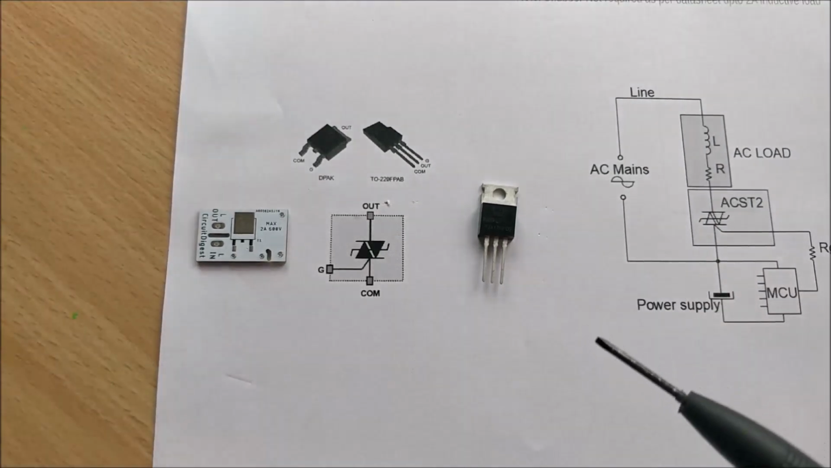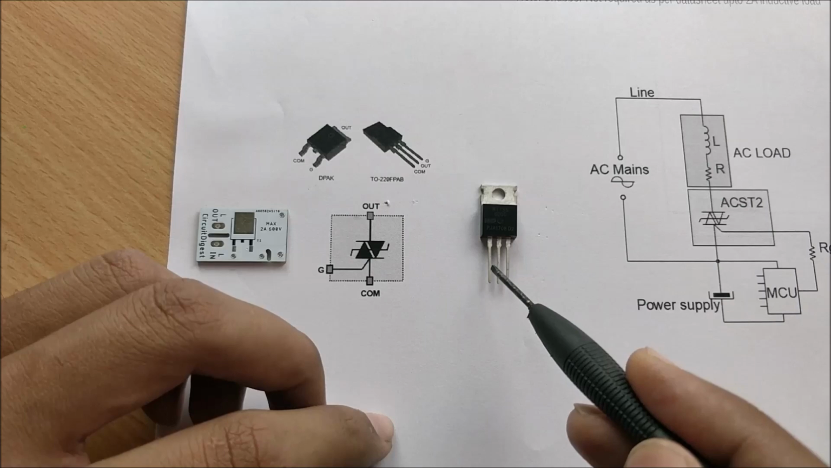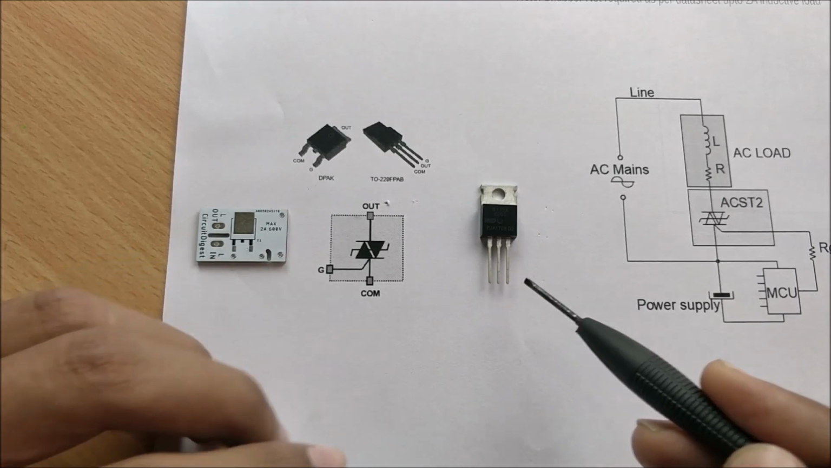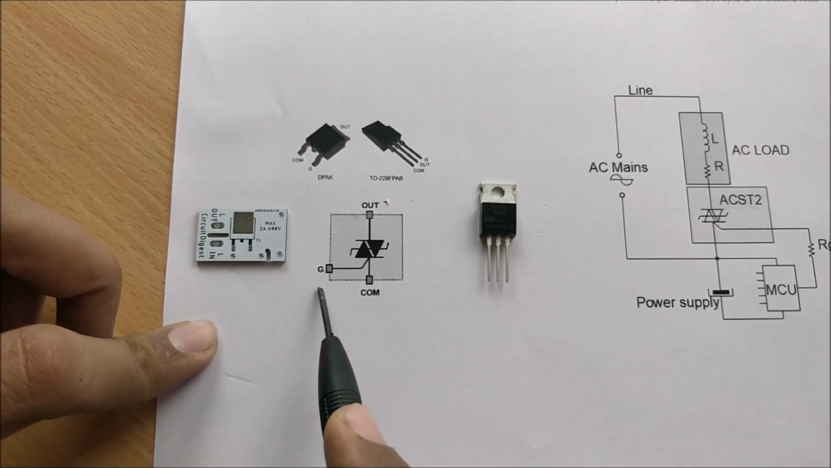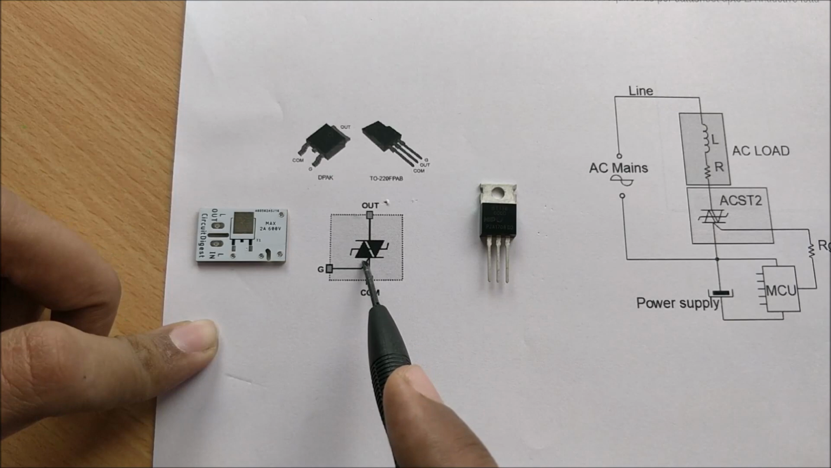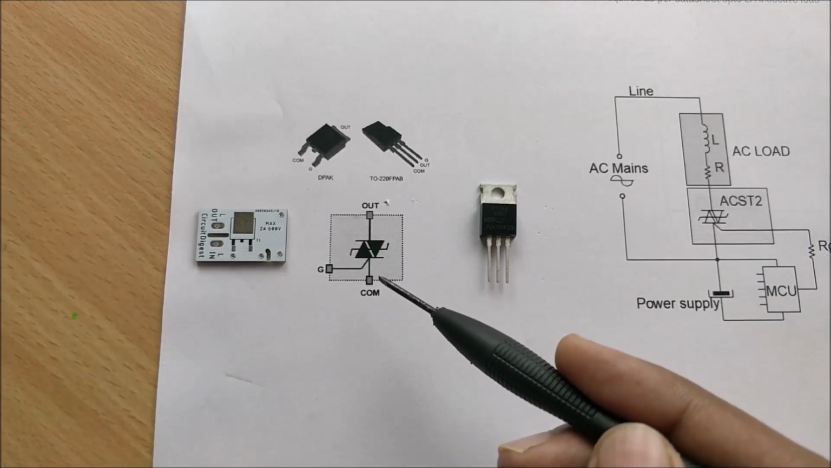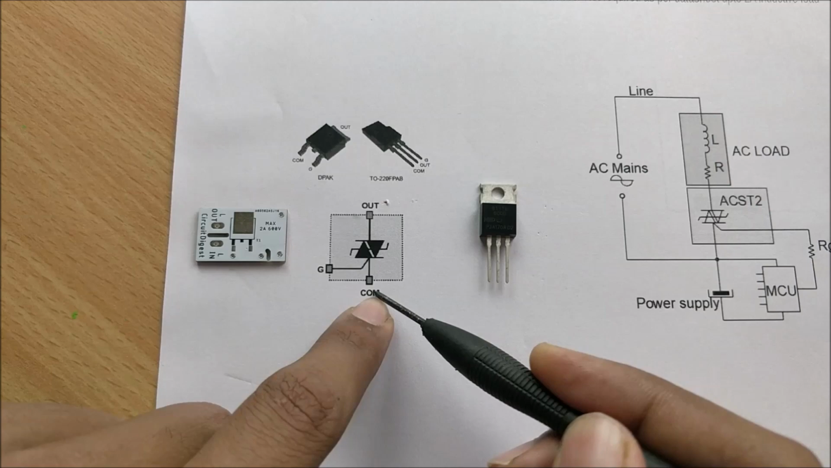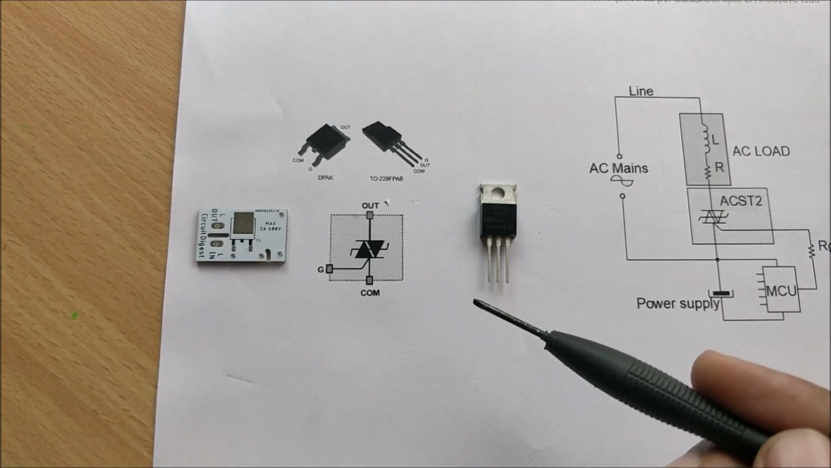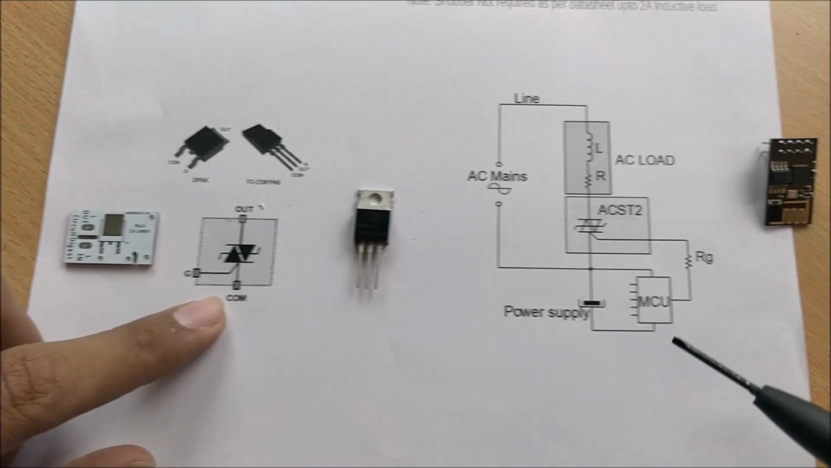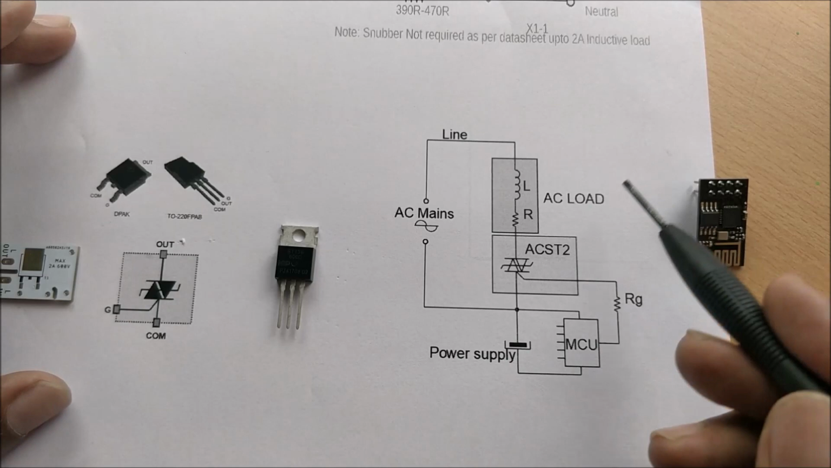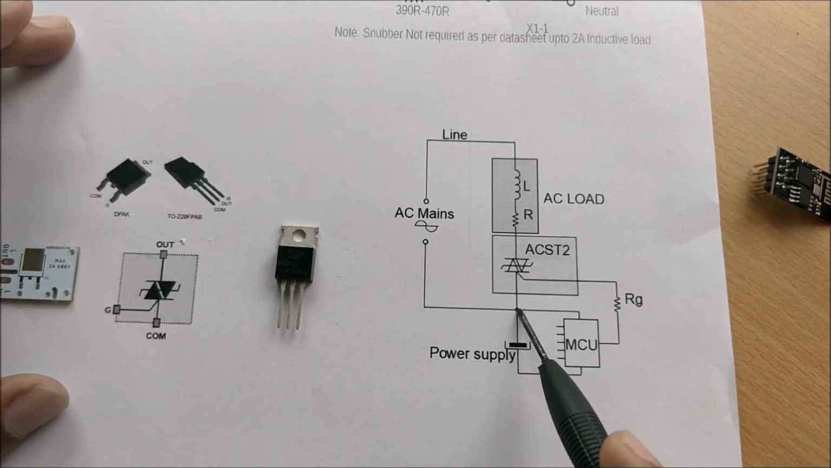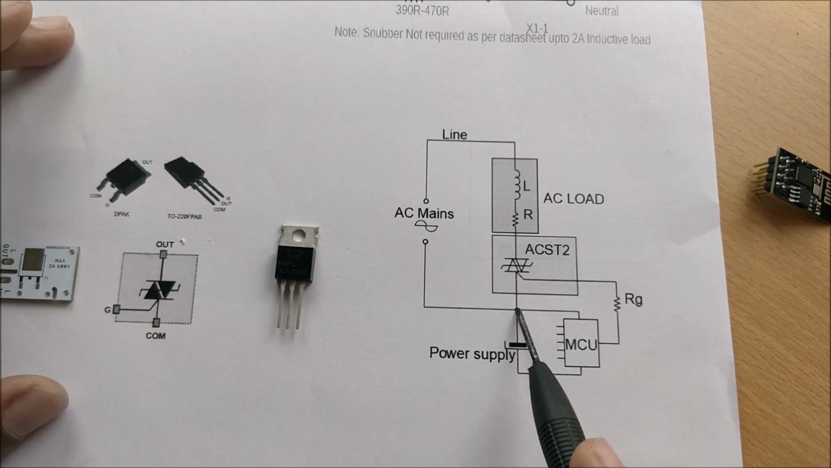BT136 TRIAC, which we have used in previous projects. For a TRIAC like this, the terminals will be MT1, MT2 and gate. But for an ACST, the terminals will be output, common and ground. So this is the pinout diagram I took from the data sheet of our ACST. As you can see, the pinout here, common, should be connected to the ground of the digital pin, which is controlling the TRIAC. So this is a sample application circuit, which was also taken from the data sheet of the ACST. If you see here, this is the common pin of the TRIAC and it is connected to our microcontroller directly.